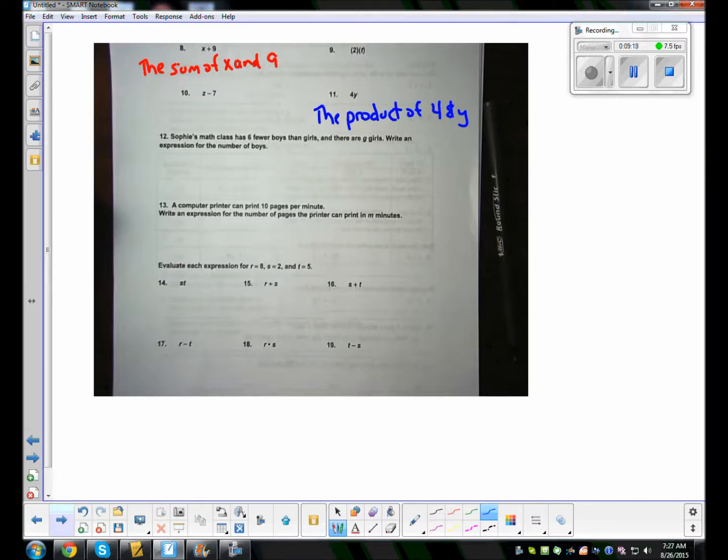Let's get down to number 14. Evaluate each expression for r equals 8, s equals 2, and t equals 5. So we're going to take these numbers and substitute into the expressions. So number 14, the s and t are right next to each other. So that means multiply. So I'm going to substitute and then follow the order of operations. So I have 2 times 5. If I evaluate that, I get 10. So you're going to go ahead and substitute those in and solve.